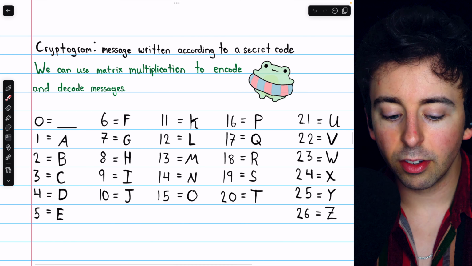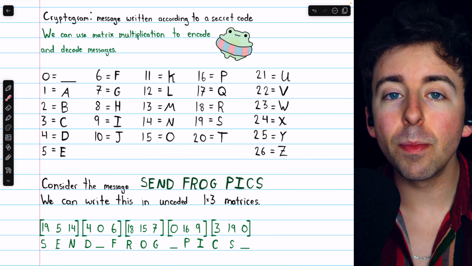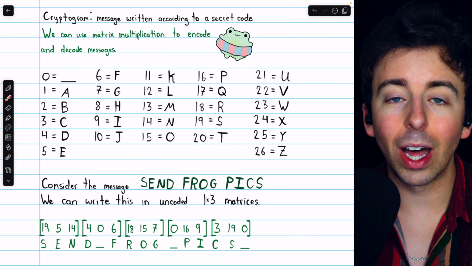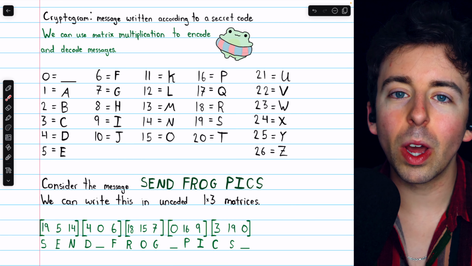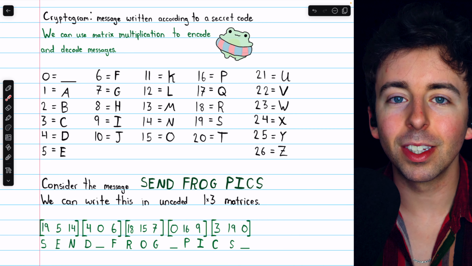You might think these are coded matrices because we've turned the letters into numbers, but it's not coded at all because the numbers represent exactly what you would think based on this assignment of letters to numbers. So it's very clear what these numbers represent. It represents the message, send frog pics. But what if I want to send this message in a secret way? I want to encrypt it first so that if anyone intercepted it while I sent it to a recipient, they wouldn't know what it meant unless they were able to decode it.